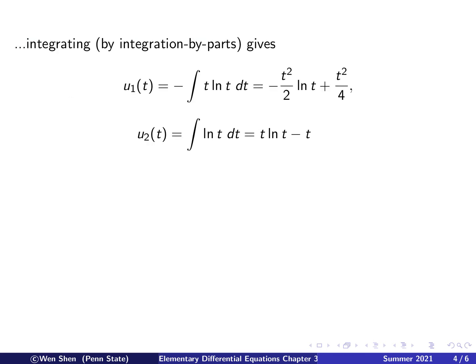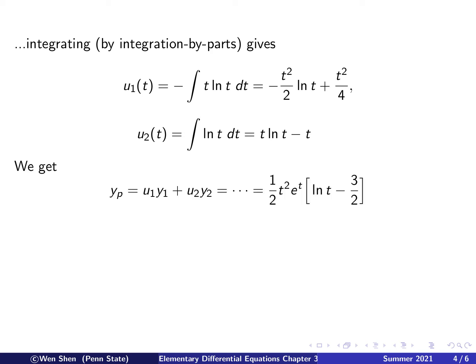Okay, so let's integrate. So u1 will be the integral of u1 prime, which is t times ln of t with a negative sign in the front. Here you have to perform an integration by parts, and there are some details involved, but we trust that you have solid knowledge from calculus and you can work out the detail, and this will be the result. There is an arbitrary constant, and we just set it to be zero. And then u2 would be the integral of ln of t, and that will give us t times ln of t minus t.